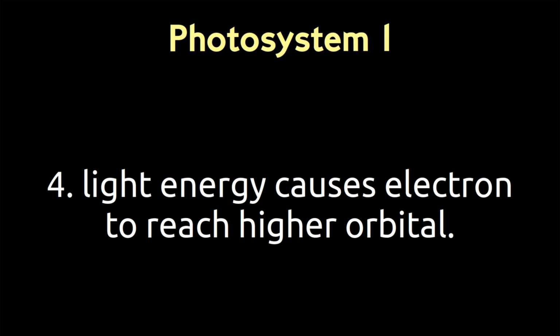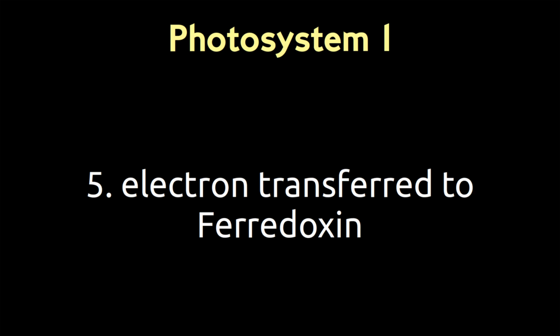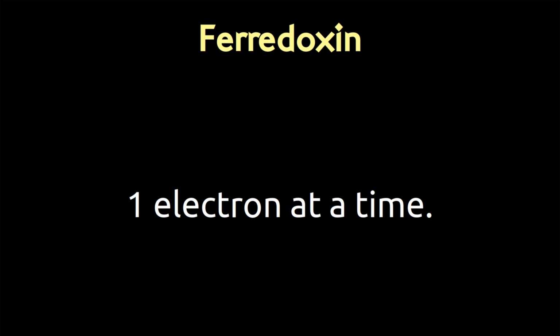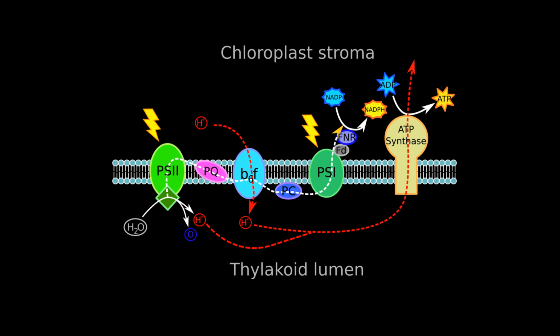And this is going to pass it on to the next electron chain component, which is ferredoxin. Ferredoxin then is only going to receive one electron at a time. It can only transport one single one at a time. And it's actually physically bound to photosystem one. So we have a component here, ferredoxin is right here. It's bound on the stromal side of photosystem one. So it's not on the lumen side, it's on the stromal side.